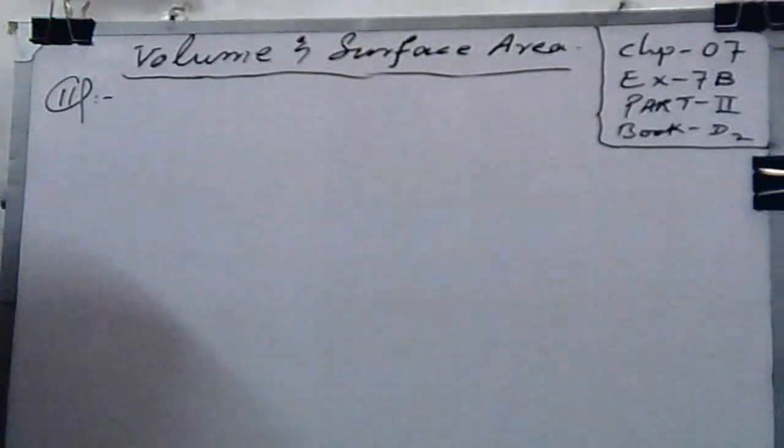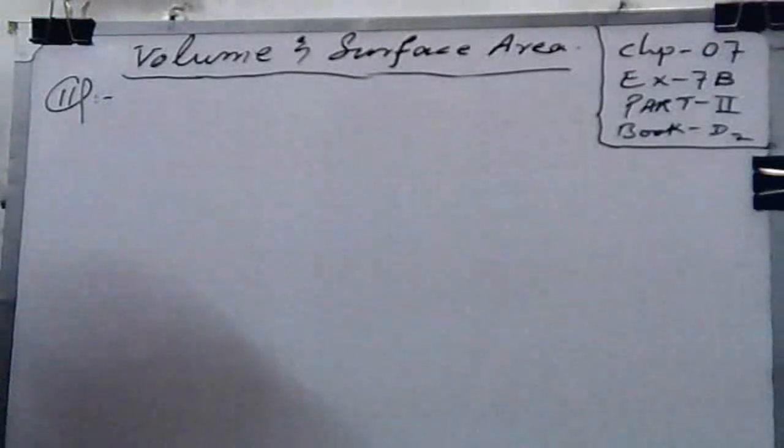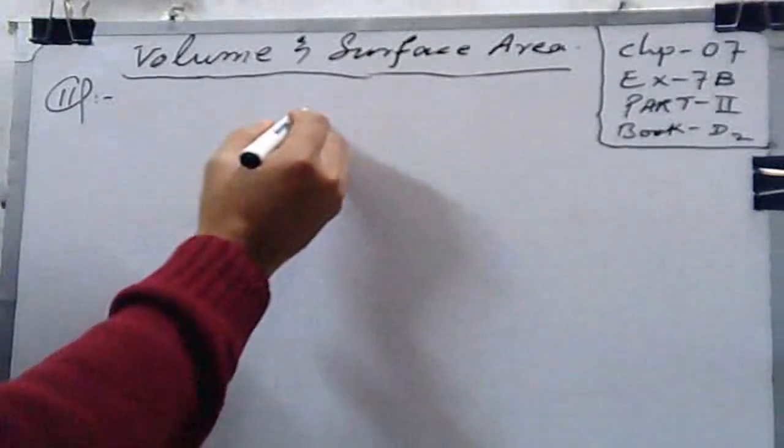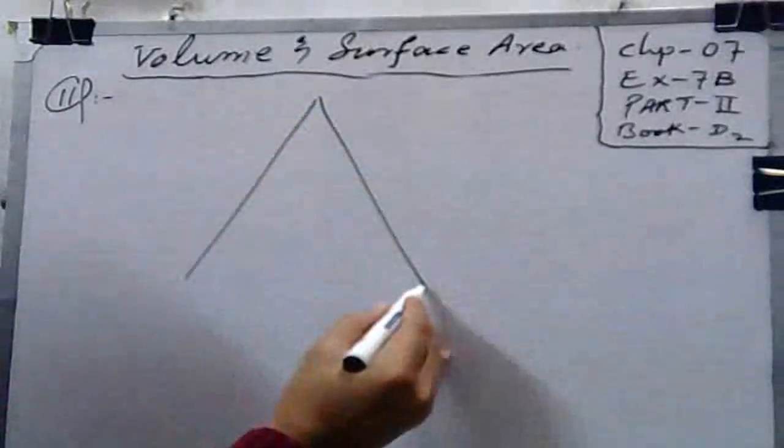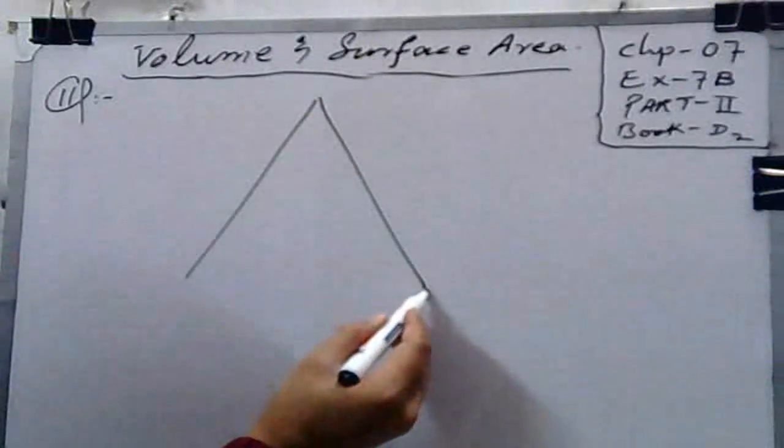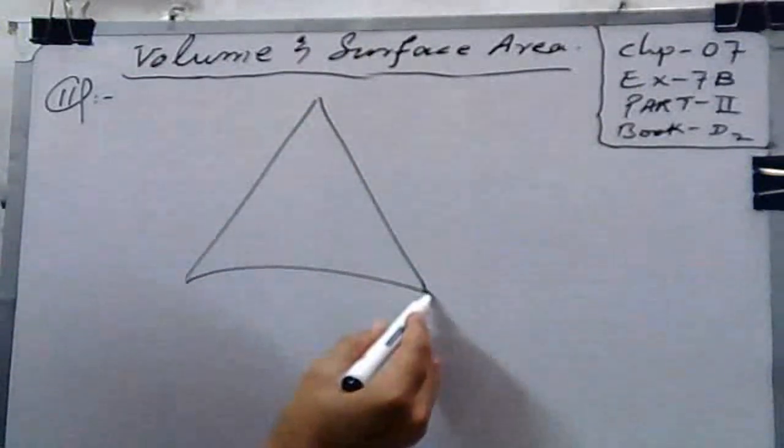In question number 11, an open cone has a circular base of radius 10 cm and slant height of 20 cm. Draw a net of the cone and label its dimension. So we have to simply draw the cone like this. You can see in question number 11, if we have a cone, like this.